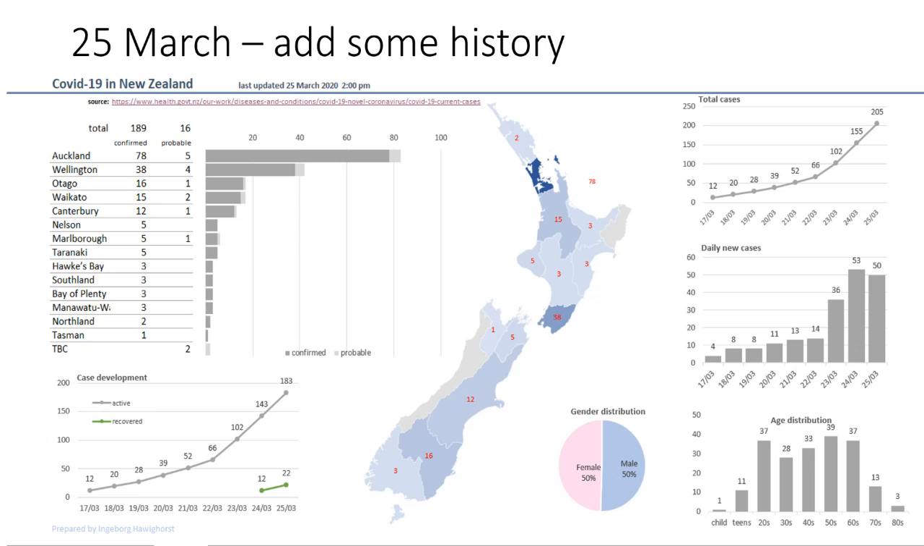We now have a horizontal bar chart for the breakdown by regions, and it is broken into confirmed and probable cases. So this is just a stacked horizontal column chart. We have a line chart for the case development at the top right, and it shows the total cases. And we have other column charts for daily new cases, and we have a few charts for the age distribution and the gender distribution.